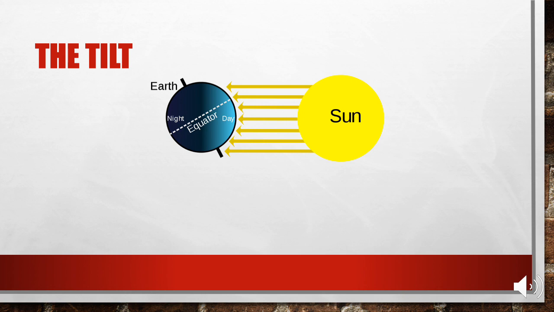Let's talk about the tilt. The Earth's axis is tilted by approximately 23.5 degrees, which changes the portion of the globe receiving the most direct sunlight. Without the tilt, equatorial regions would always see the most direct sunlight.